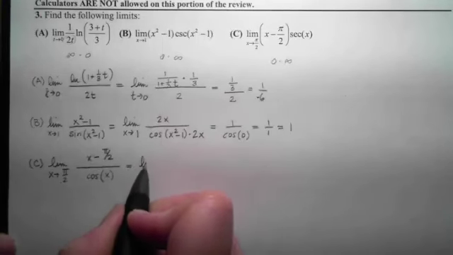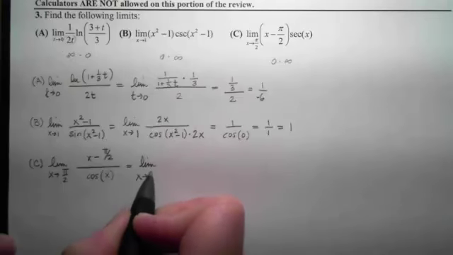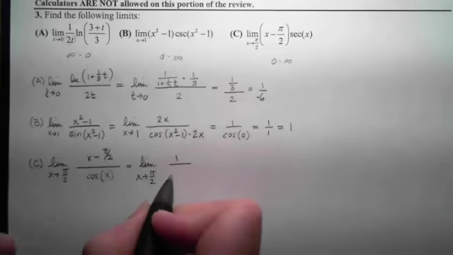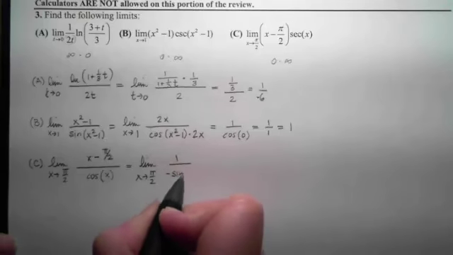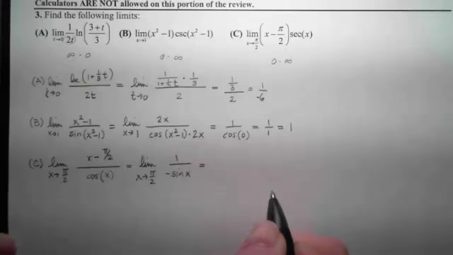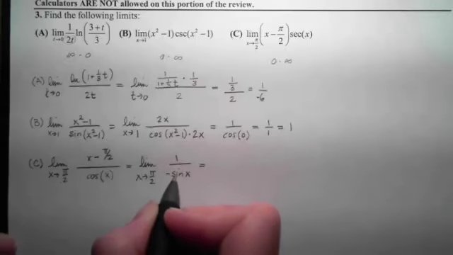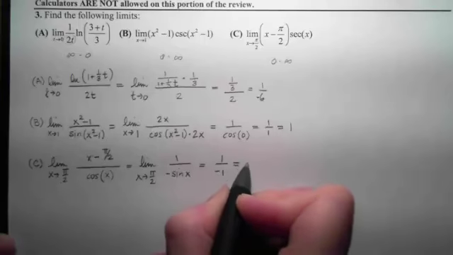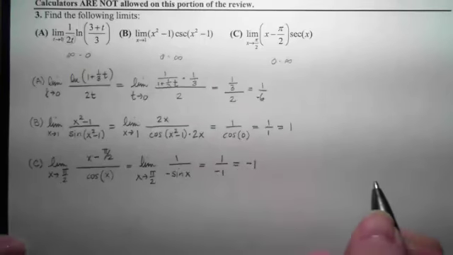Now I can take the derivative of the top and the derivative of the bottom. So derivative of the top gives me 1, derivative of the bottom gives me a negative sine. And now if I plug in pi over 2, the opposite of the sine of pi over 2 is negative 1, so I end up with a limit of negative 1.